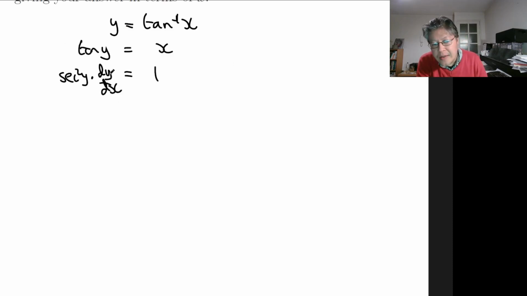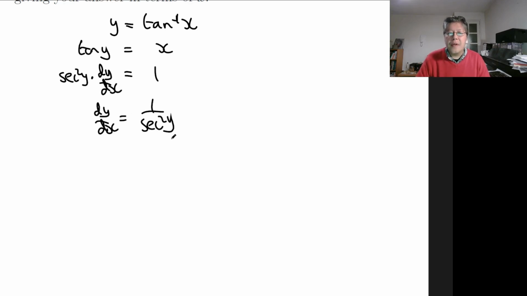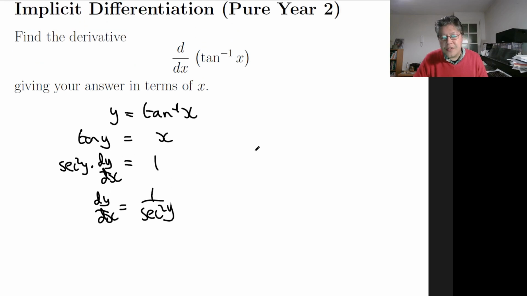And now we can make dy dx the subject. So dy dx equals 1 over sec squared y. And we actually do have the derivative already: dy dx is 1 over sec squared y. But the original question wants us to get it in terms of x, so we need to somehow remove this y.